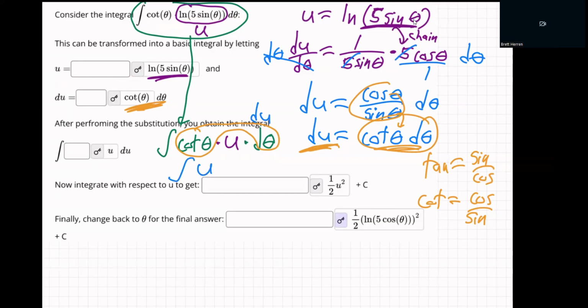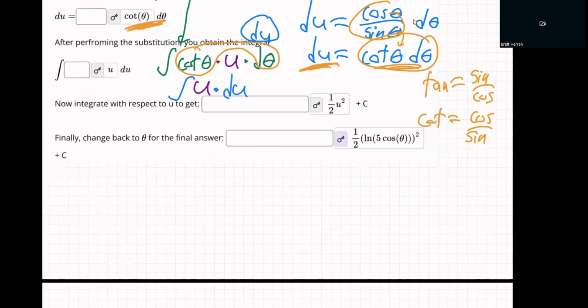Here, I'll keep the colors the same if that helps. Of u times d theta. Or I'm sorry, du. Let's get that straight. Du, right? Because du is what replaces cotan theta d theta. Du is cotan theta d theta. So it becomes u du. Sounds weird. All right. So there we go. Now integrate with respect to u. So now we do the integral.